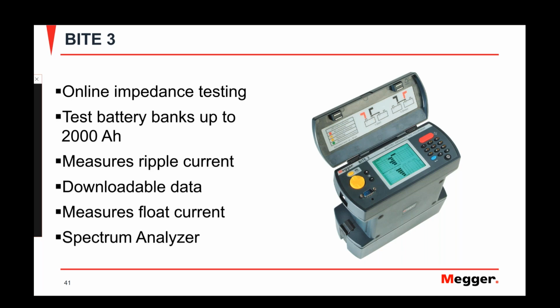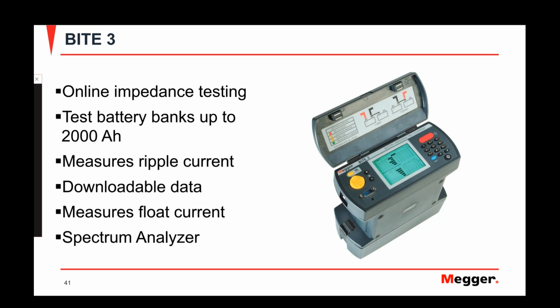With the BITE 3, you can test battery banks with a capacity up to 2,000 amp hours, as opposed to the BITE 2P, which has a 7,000 amp hour capacity. The BITE 3 does have an increased internal memory of 32 megabytes, and it's also compatible with the PowerDB software. A couple of unique features of the BITE 3 are the LCD display that allows easy access to test setup and viewing test results.